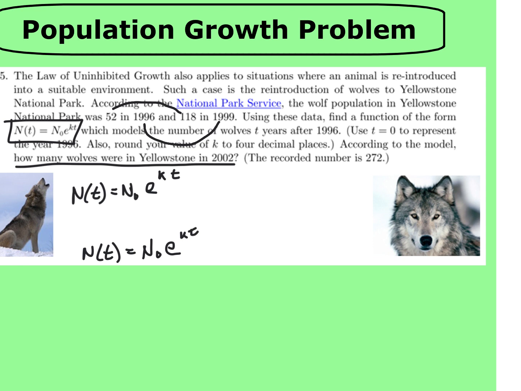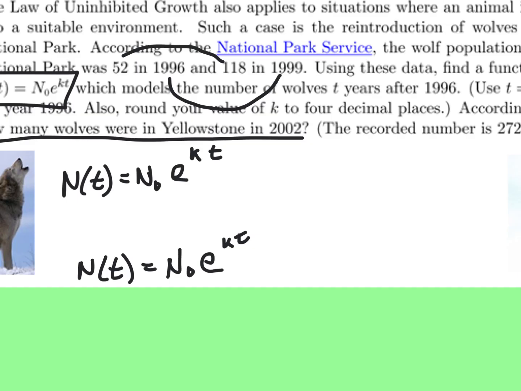I'll pause for a minute. Good luck. So here's how you do it. The start value was 52. So you put 52 here. You did that right. The end value was 118. You put the end values there. The number of years was 3, from 96 to 99. And then you solve that.